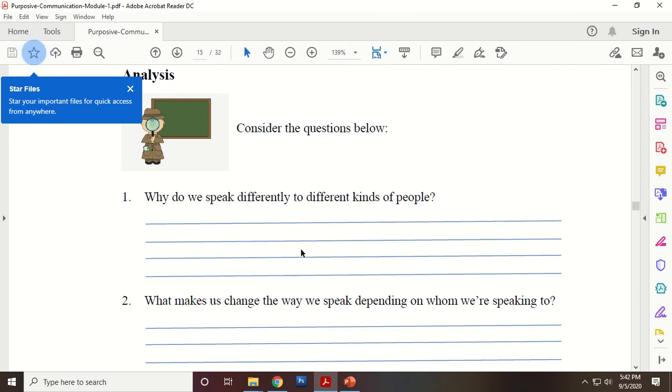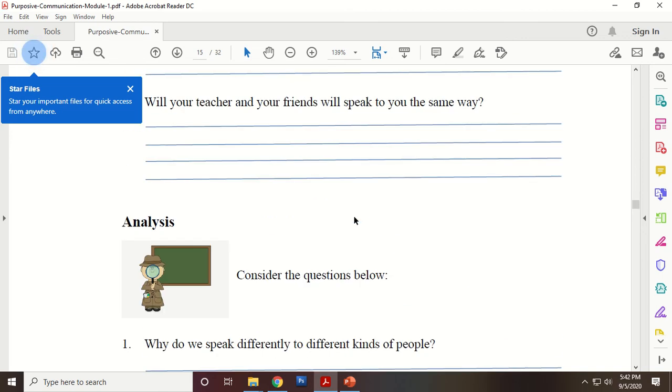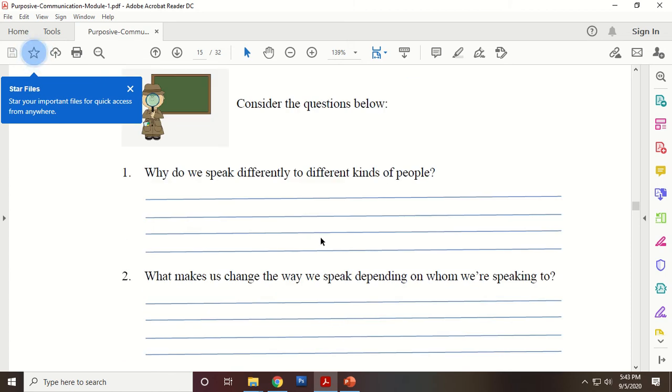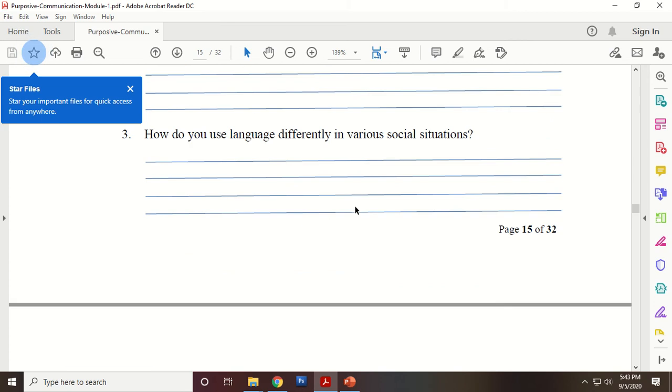So why do we speak differently to different kinds of people? Just like the older generation and younger generation, like people our age, so what different approach or language do we use? Of course, with the older generation, we use words like po and opo, really respectful words, but with people our age, I think it's okay. So again, in this part, you're just going to write a minimum of 3 sentences and a maximum of 5.